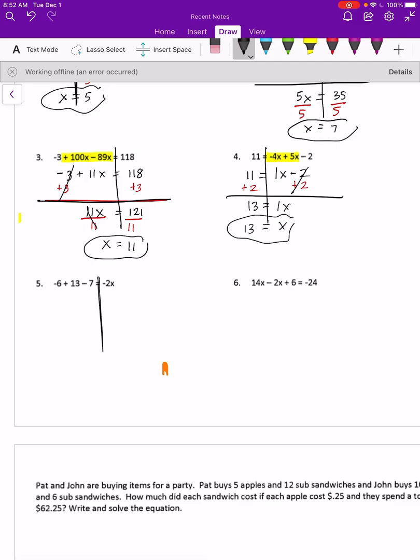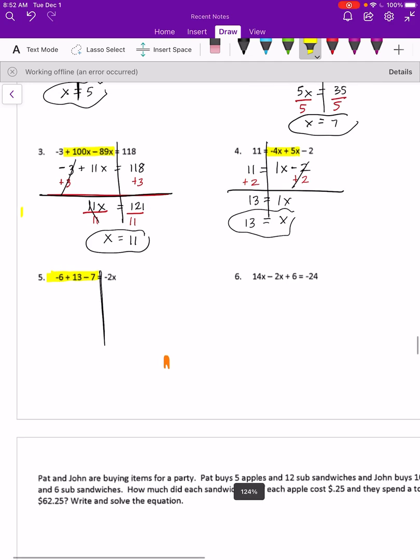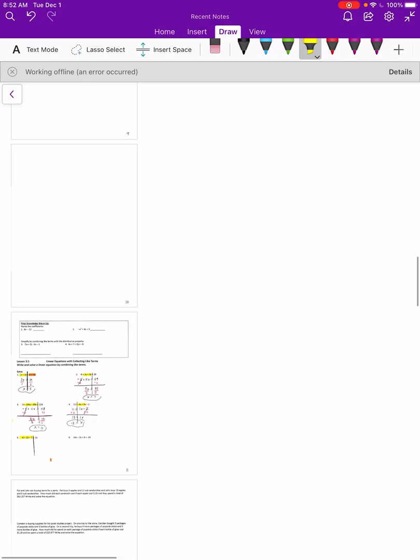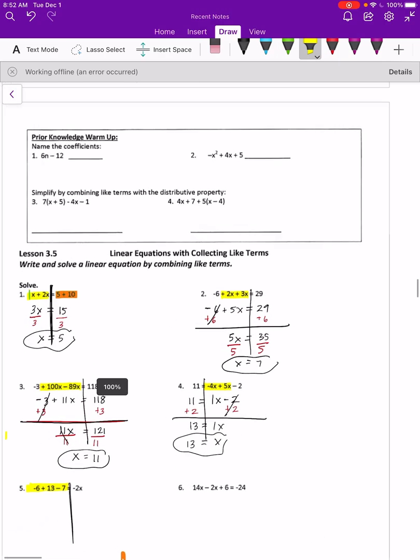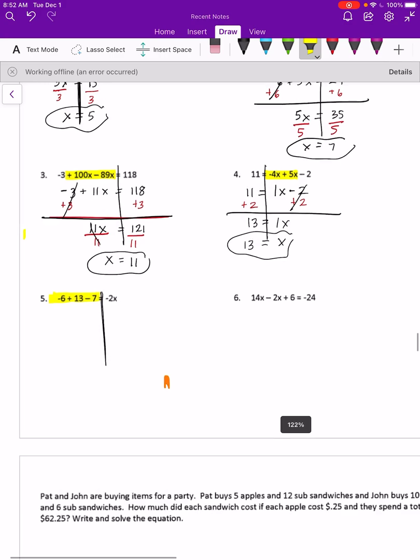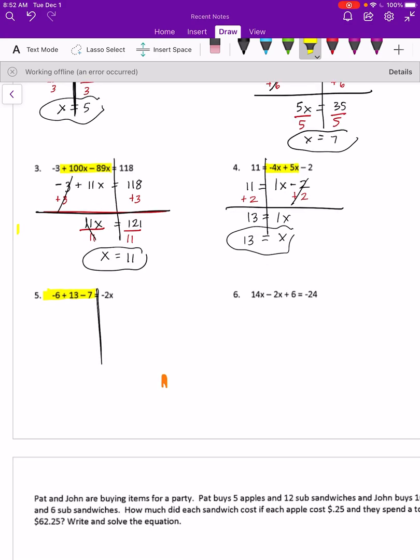All right, let's try one more. So I'm going to put my line down the center. Now, check this one out. I have some like terms, and actually I have 3 to collect. Those are all constants, all numbers, so I'm going to put them together. I have -6 plus 13 minus 7. I have -6 plus 13, which would be 7. And then I have -7. Well, goodness, that ends up being a 0.